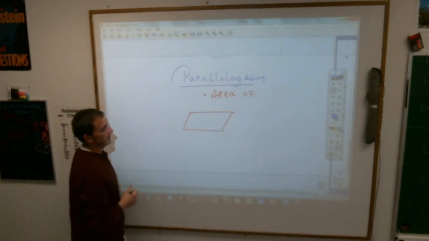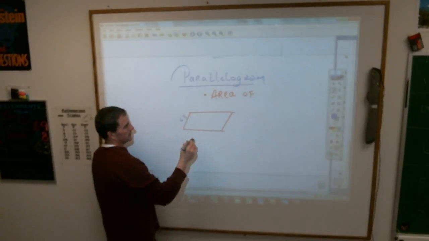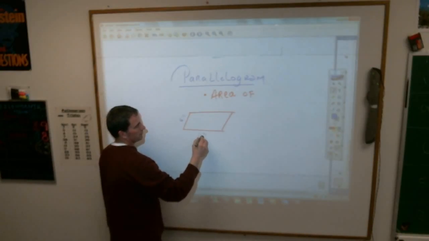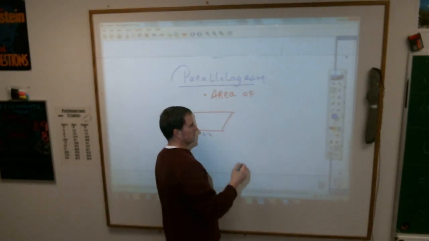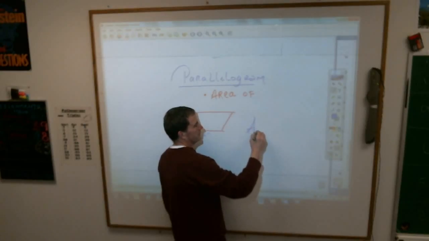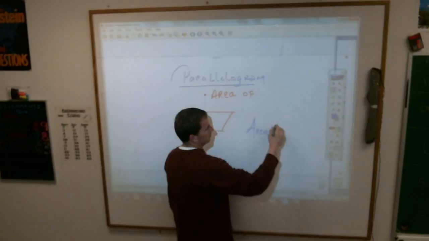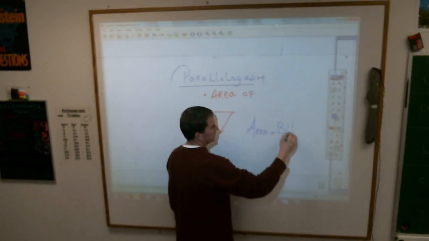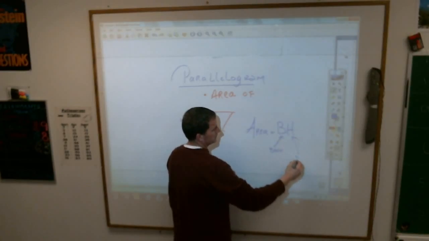How do I find the area of this? Let's say this is 6 inches and this is 12 inches. I'm going to give you the formula for the area of a triangle or parallelogram. The formula for the area of a parallelogram: area equals BH, where B is the base and H is the height.